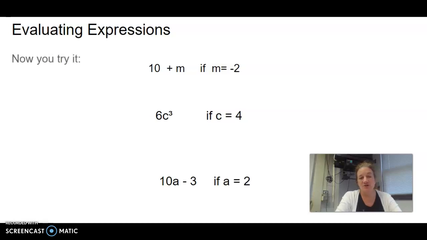Okay? Now I want you to do 10a minus 3 if a equals 2. So you're going to take the 2, you're going to plug it in for the a, and see what you get. Okay? So now let's check our answers.